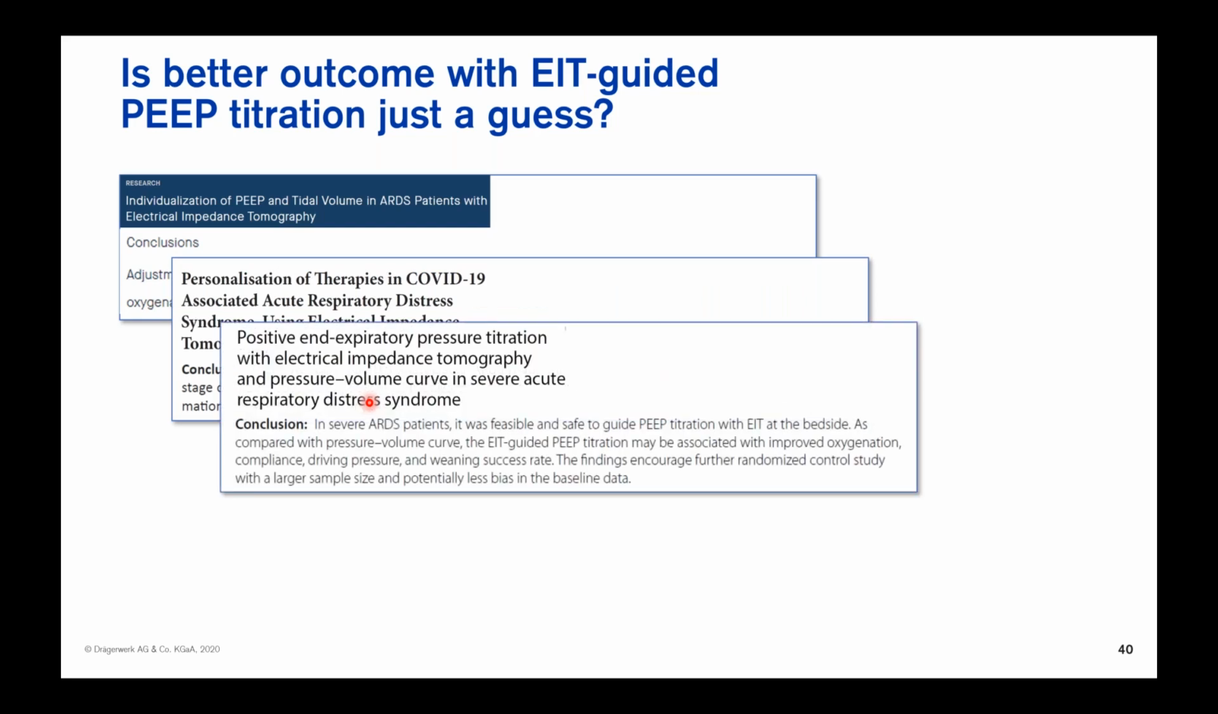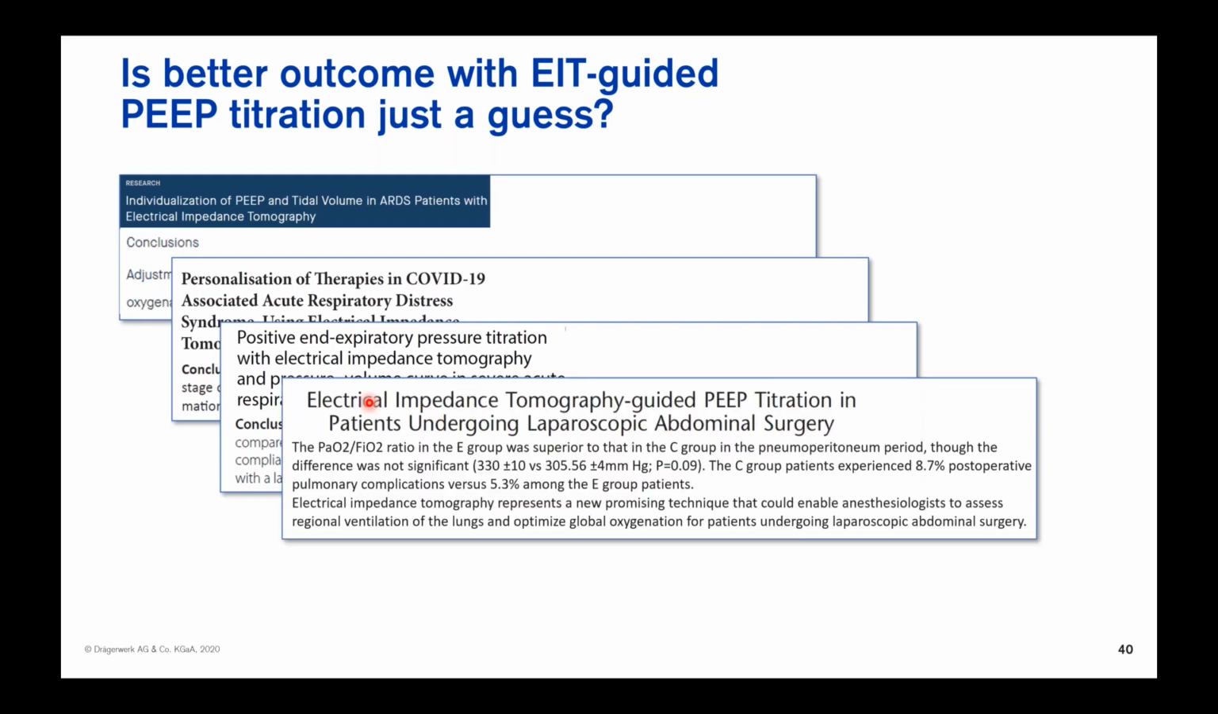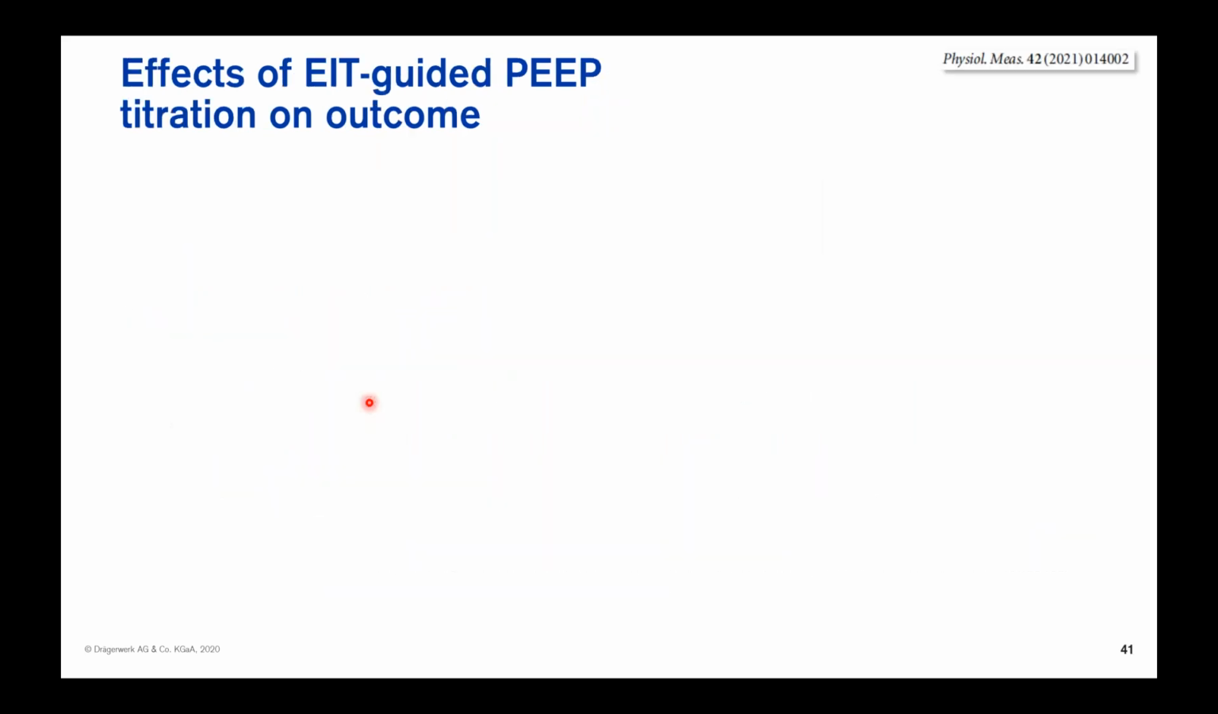Over the last 10 years, there have been many studies in different patient populations, but also partly with different EIT-related parameters to titrate PEEP. We have always seen quite positive effects, but these initial studies have not been designed yet as randomized controlled trials, so no outcome studies. However, they all demonstrated that PEEP titration based on EIT parameters is feasible.